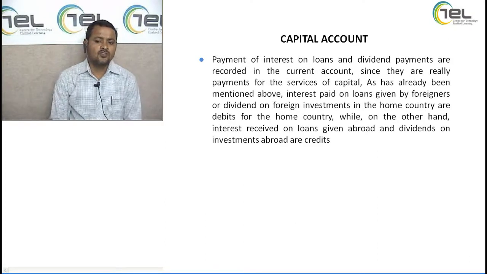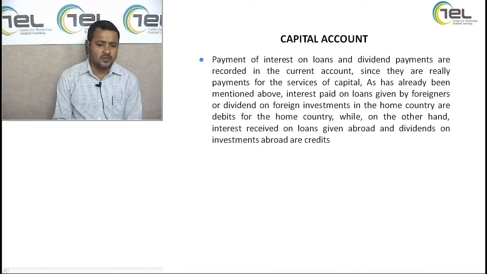Payment of interest on loans and dividend payments are recorded in the current account since they are really payment for services of capital. As already mentioned, interest on loans given by foreigners are debits in the home country balance of payment current account and credits in the foreign country balance of payment capital account.